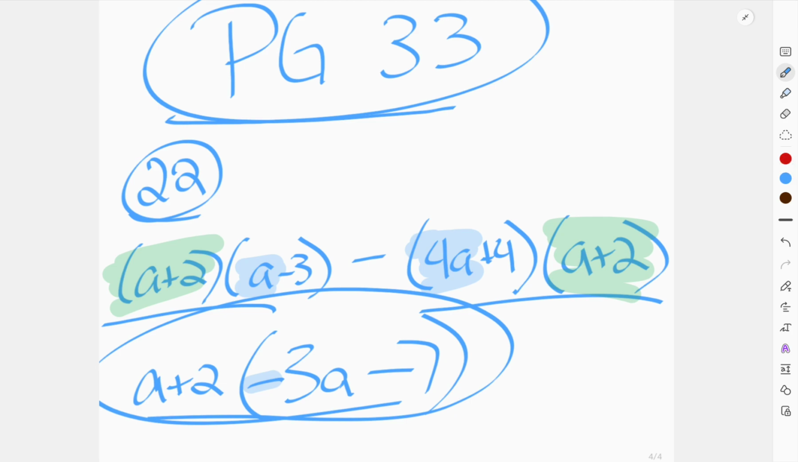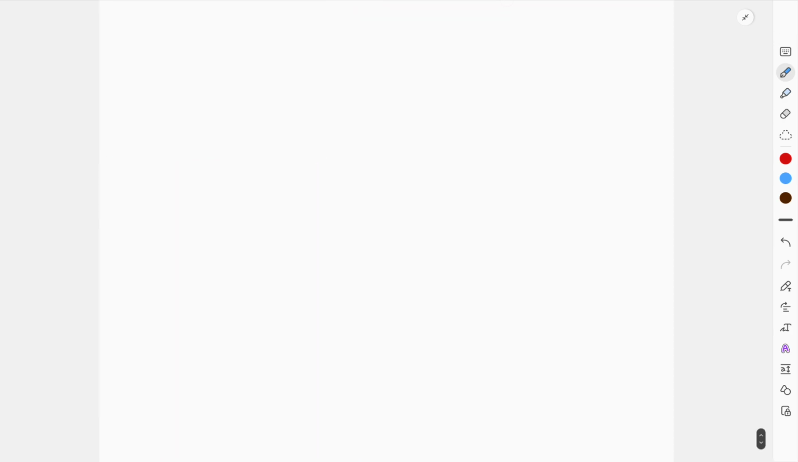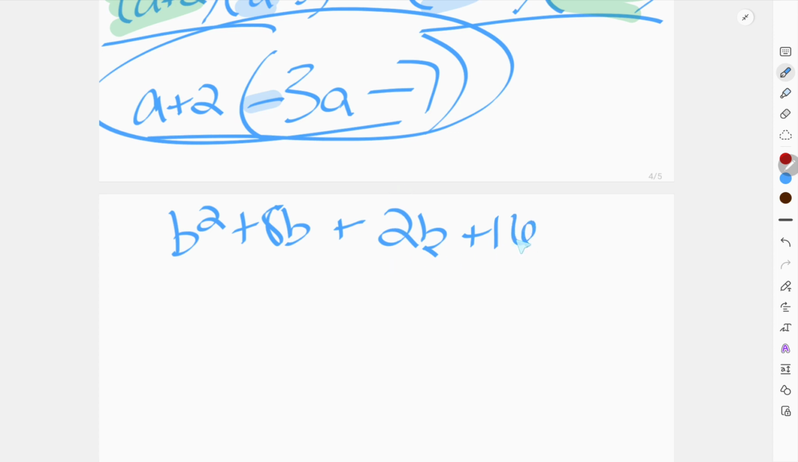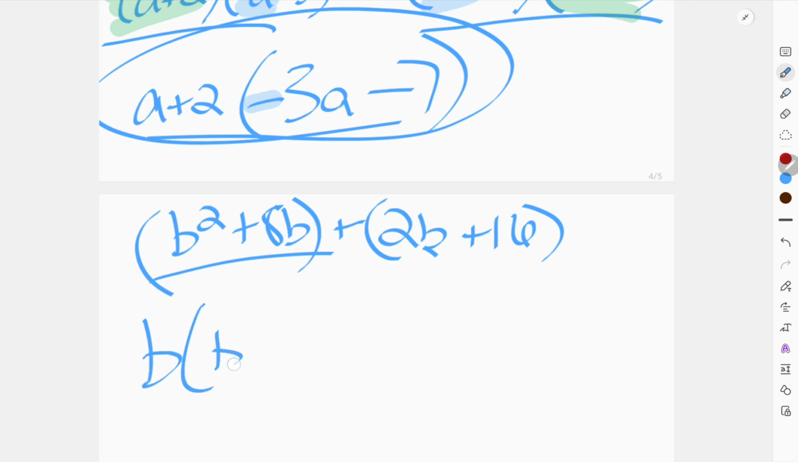Okay, so then on number 23, you have to set both of these up and factor out what's common between them. So I'm going to put a set of parentheses around them. Okay, parentheses, parentheses, parentheses, parentheses. All right, so what is common between b squared plus 8b? Well, it's b. Leaves me with a b and an 8.